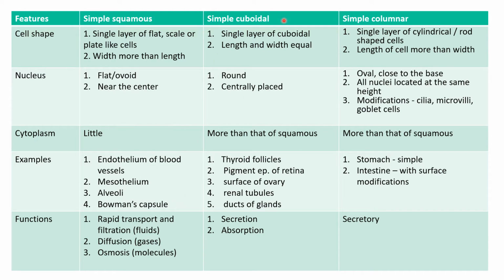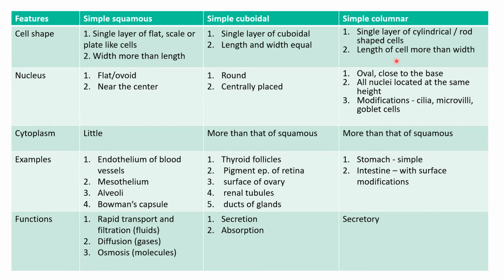Then coming to the simple cuboidal epithelium. It consists of a single layer of cuboidal cells. The length and width of the cells are equal. Nucleus is round, centrally placed, and cytoplasm, when you compare it with the simple squamous, is more. The examples for simple cuboidal epithelium are the thyroid follicle, the pigment epithelium of retina, surface of ovary, renal tubules and ducts of glands. The function of simple cuboidal is secretion and absorption.